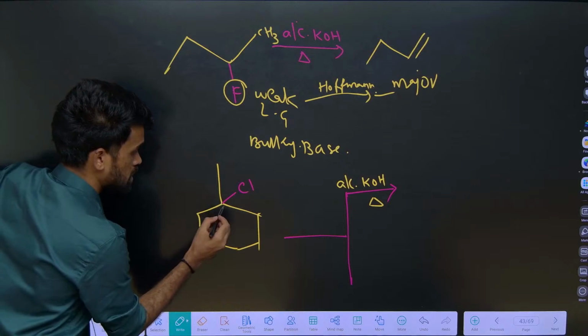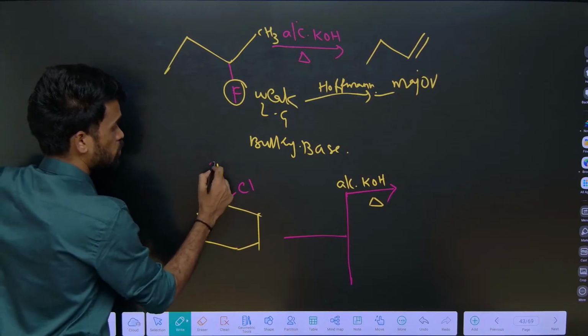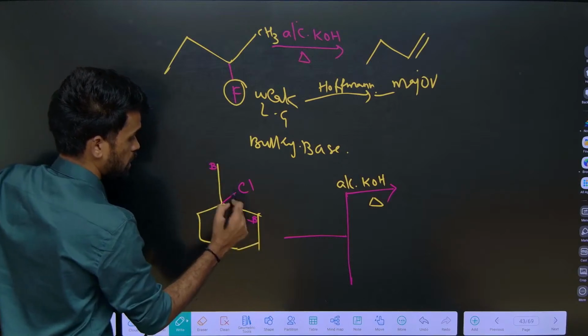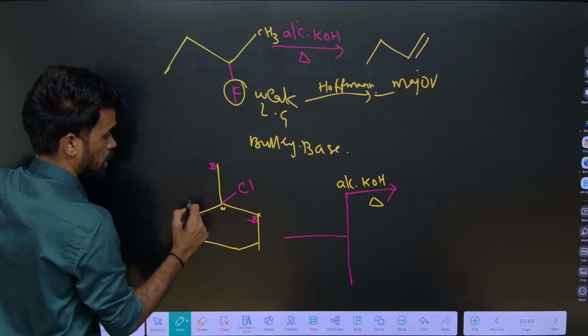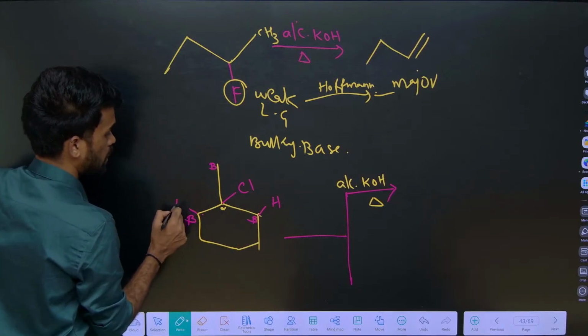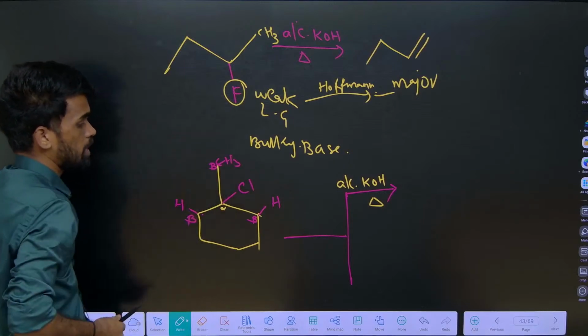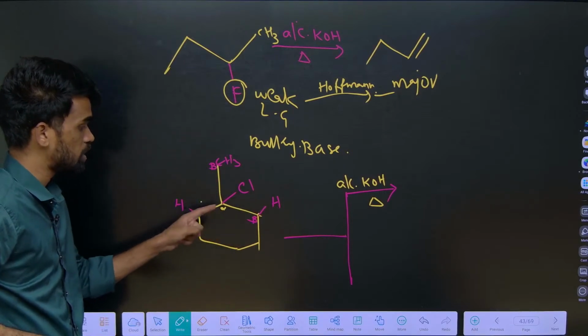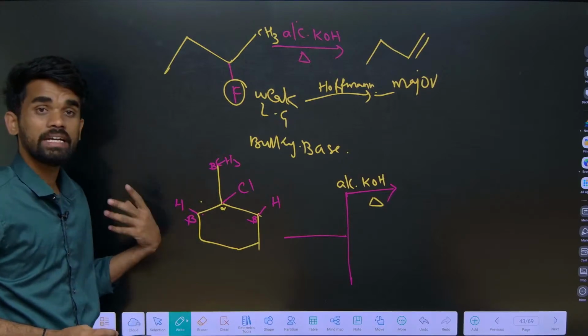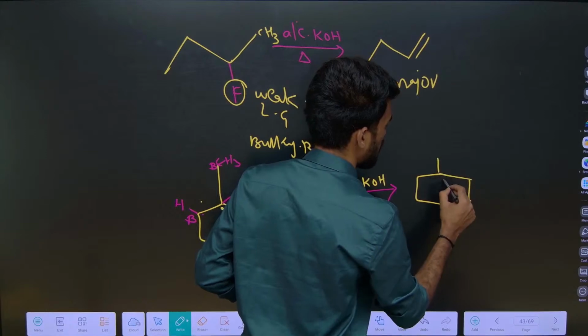This carbon is alpha to this chlorine, therefore alpha carbon, this should be the beta carbon, and this is also beta carbon, and this is also beta carbon, right? So we can remove this beta proton from here or from here or from this carbon also. If I remove these protons, the product will be similar, that is the internal alkene. Therefore we can expect the product here like this.